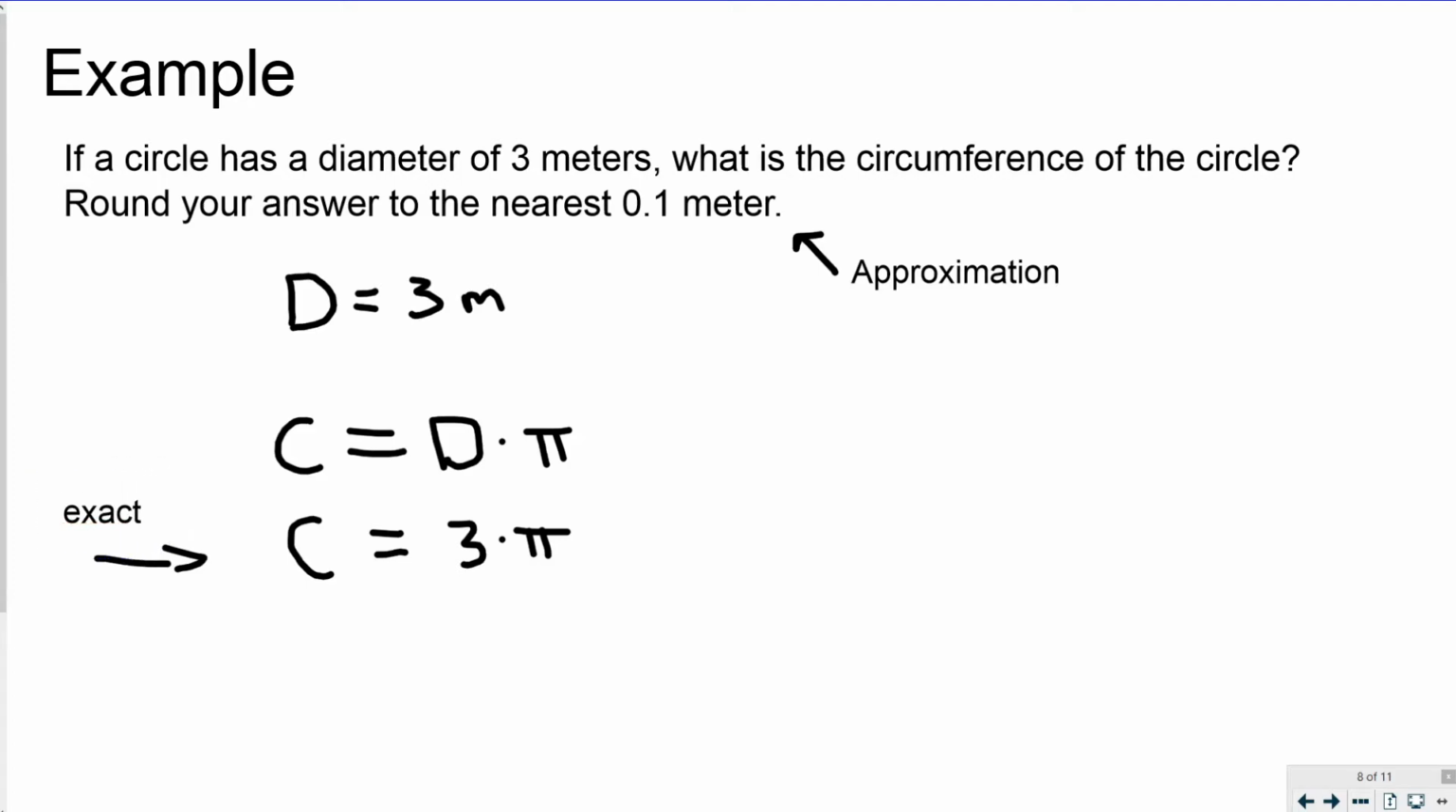That is my exact answer, and I would write it as 3 pi meters. But then I'm going to go ahead and make my approximation. So I'm going to take 3 pi and type that into my calculator. So 3 times pi, and I get approximately 9.42. And then the next digit is a 4. So the 4, that would be the next digit, means that I keep the 2 here. And so it would be approximately 9.42 meters.